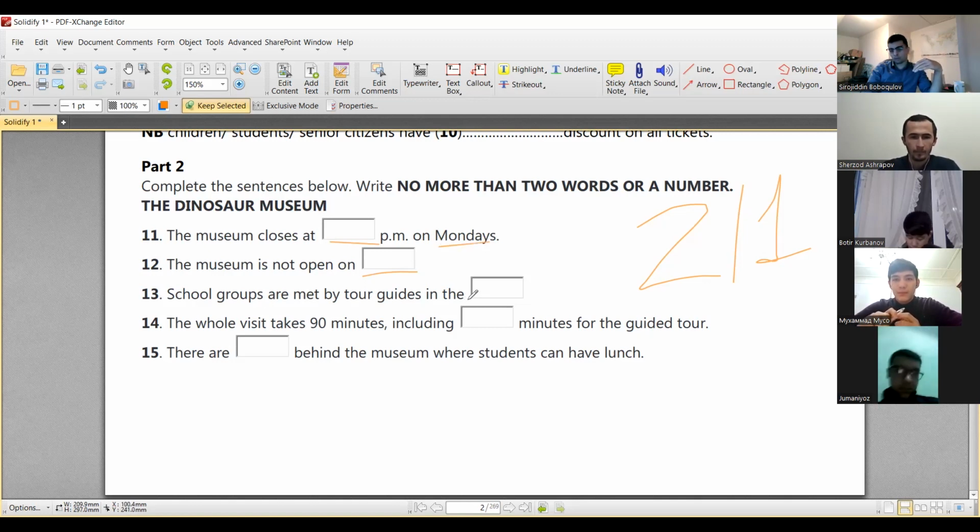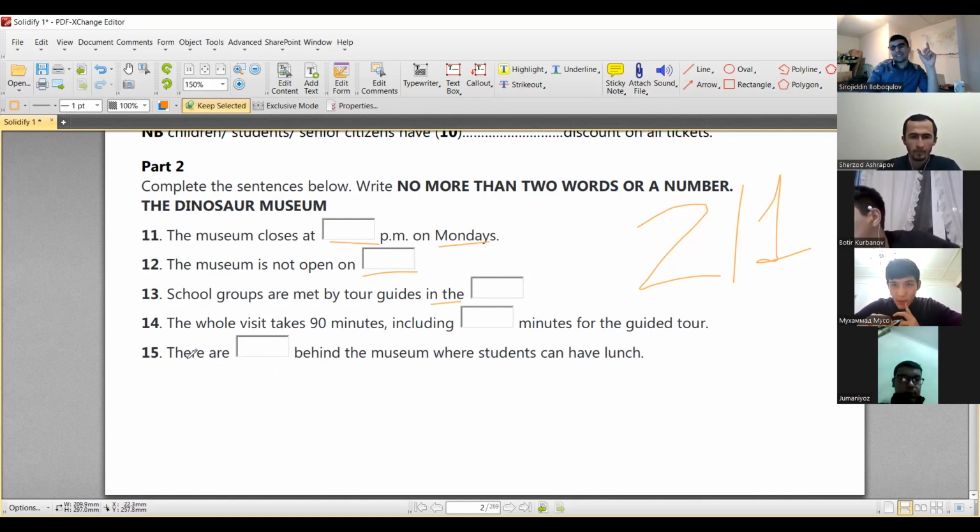School groups are met by tour guides in the, okay, it says met. Met means to meet someone, so they must meet in some place. It can be entrance, lobby, garage, park, whatever it is. The whole visit takes 90 minutes, including number minutes. Now listen carefully.